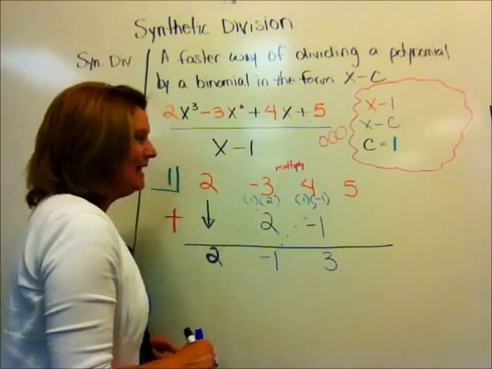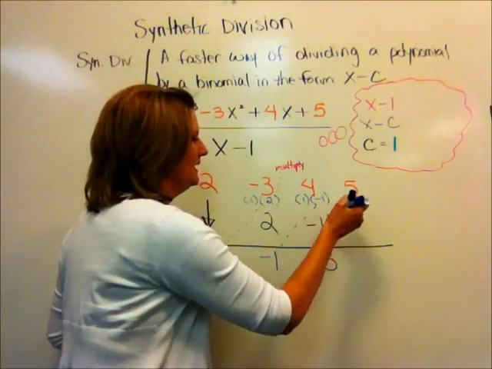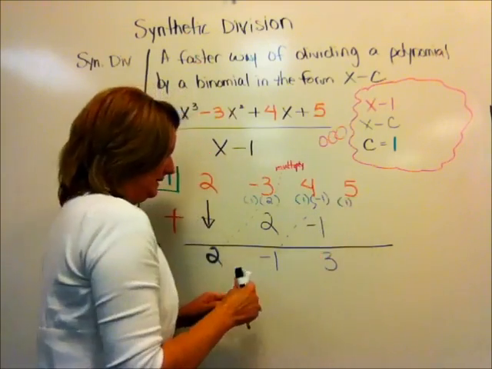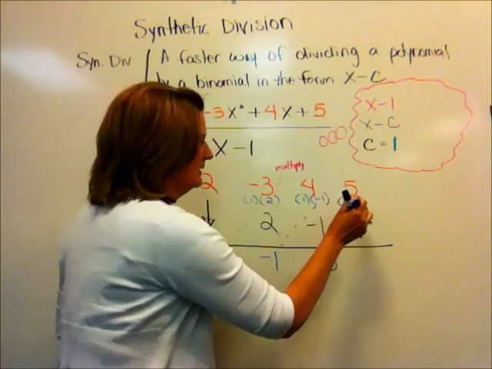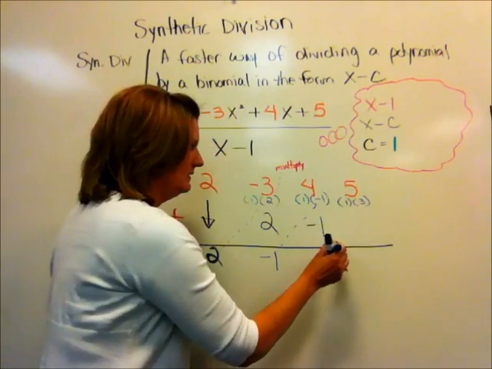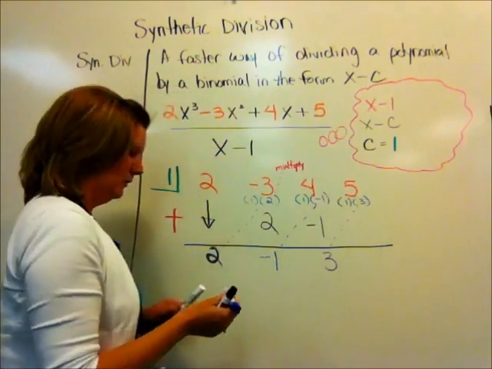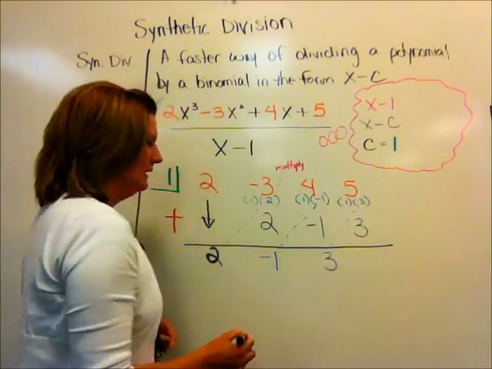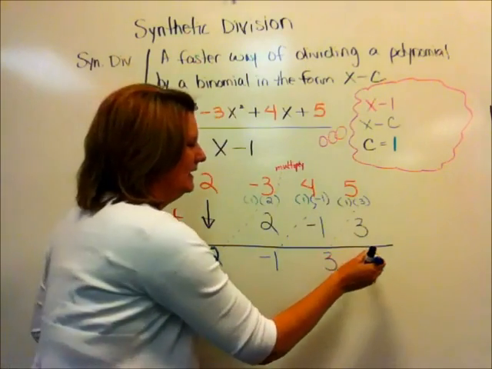I'm going to repeat again. So this is all just a bunch of repeating. So I have my 1 times 3. This 3 is coming from right here. 1 times 3 is 3. I'm going to add down, and I get 8.